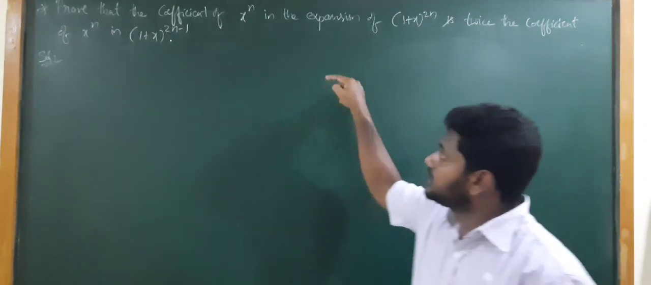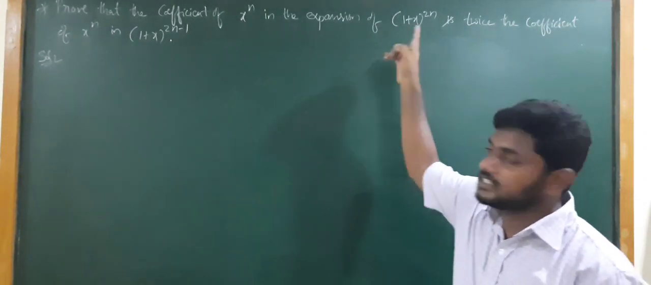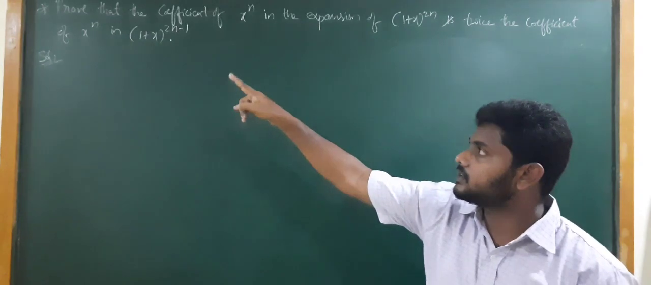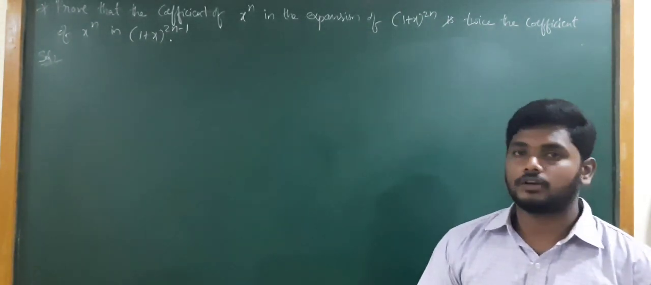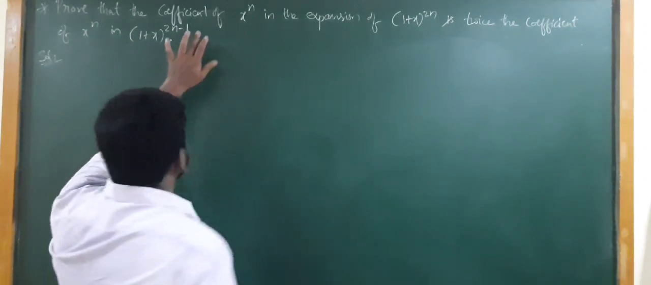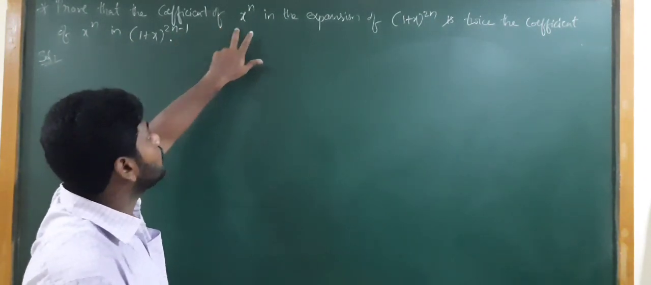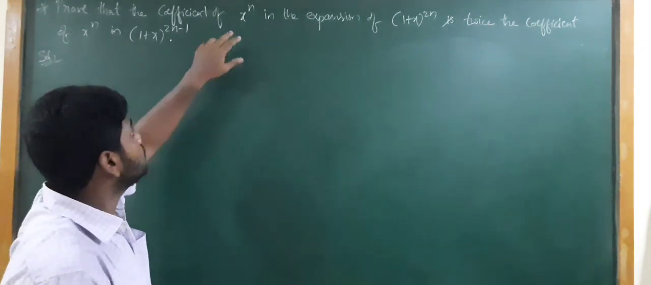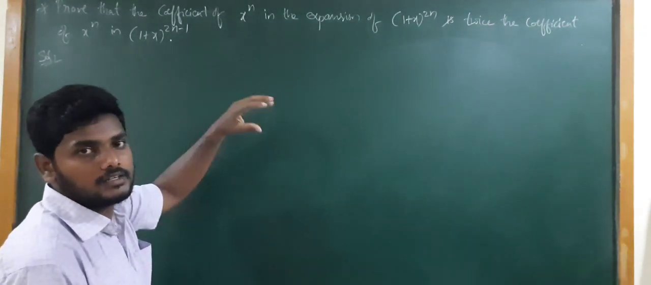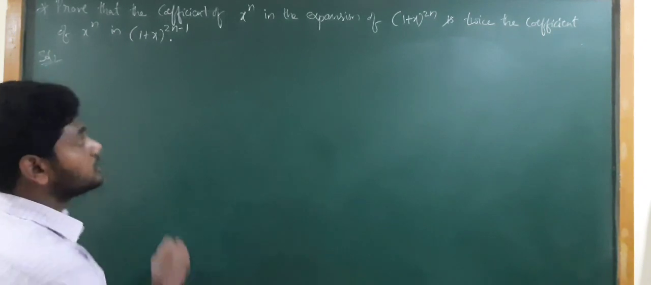So we need to prove in this question that the coefficient of x^n in this expansion is twice the coefficient of x^n in (1 + x)^(2n-1). First we will find the coefficient of this. How to find the coefficient of x^n? First we need to find the term which includes x^n. From that we can extract the coefficient.